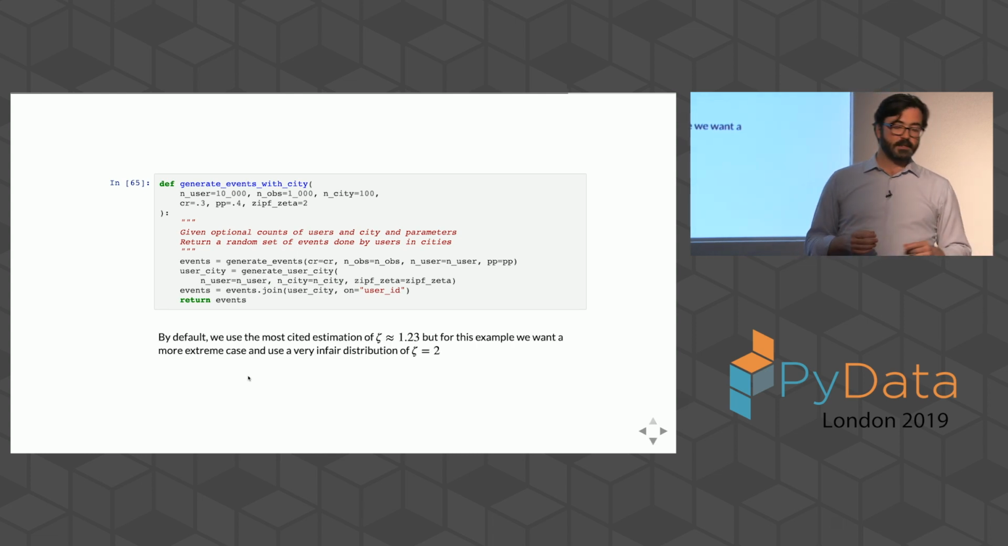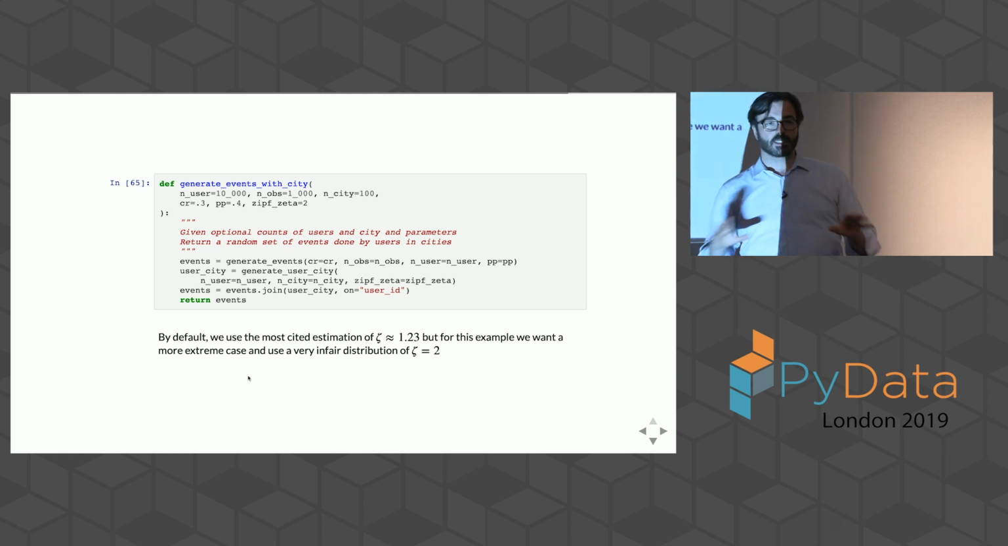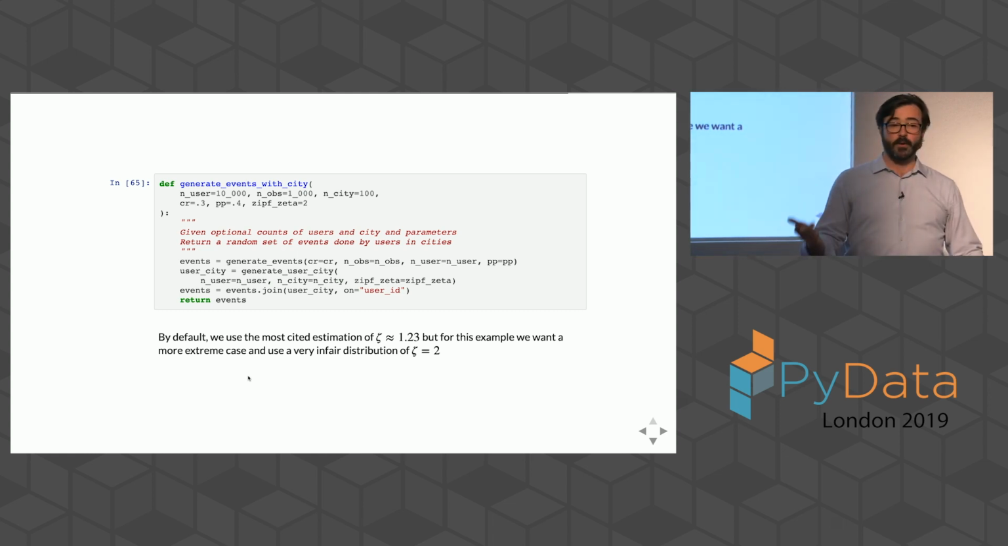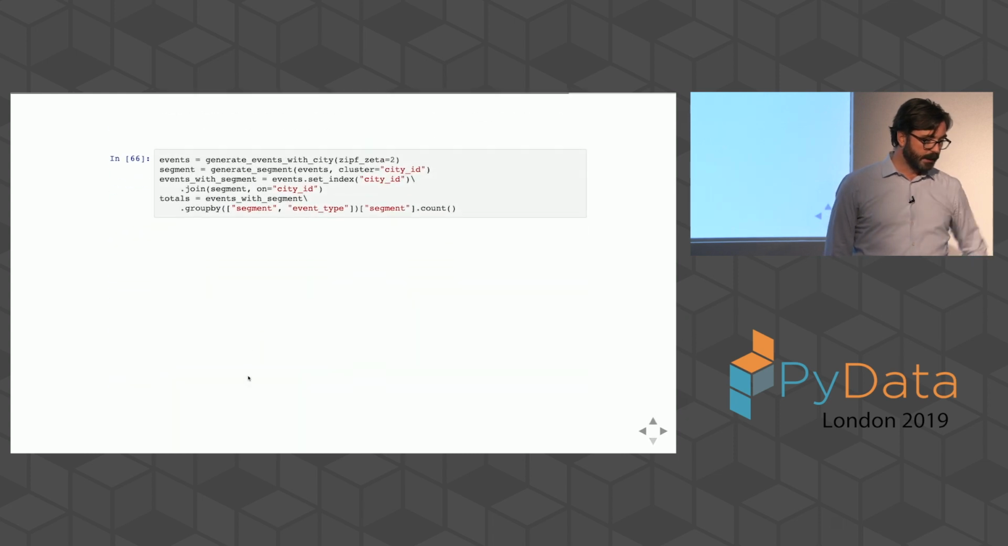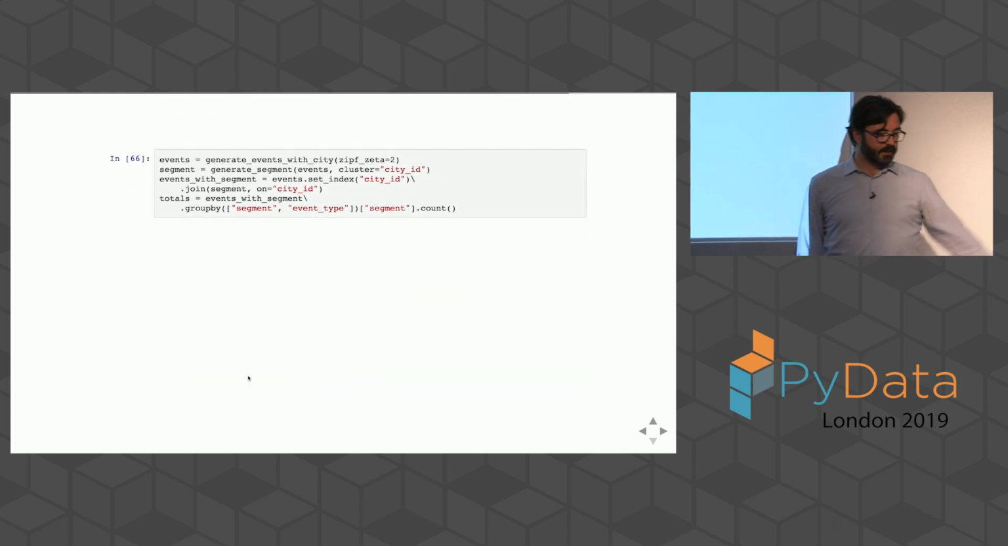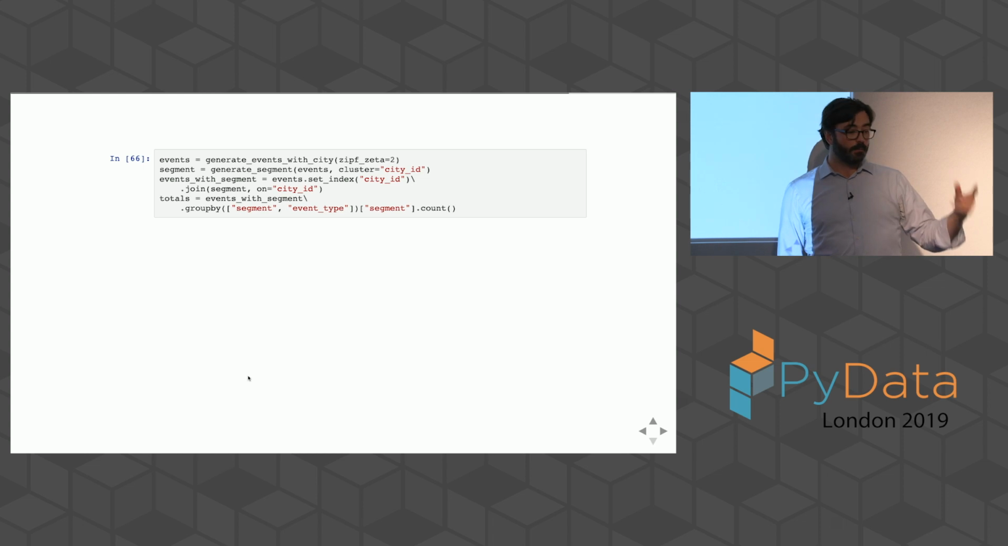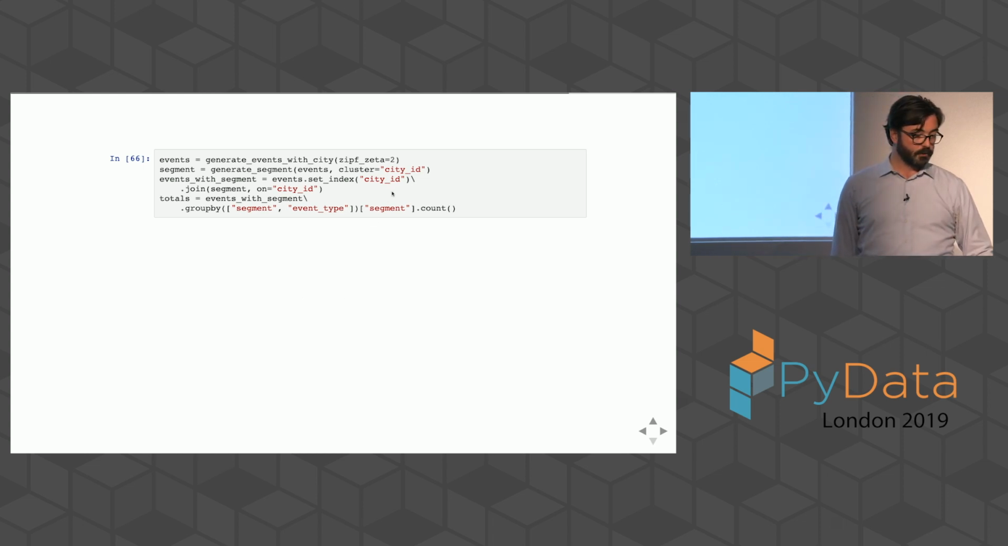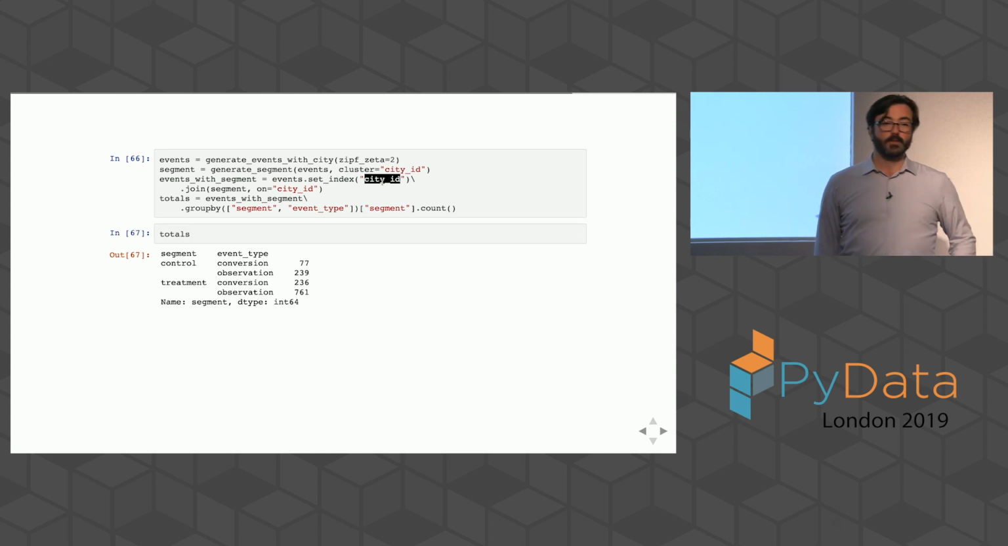In this case, we're using a zeta of 2 just to make the case really obvious. 1.3 is the one that is commonly observed between cities. Language is 1.8. Zeta is a well-known function for lots of situations. And you go through the same generated events, generate segments, but not on user IDs, generate segments on cities, applying the same law. And what do we have?